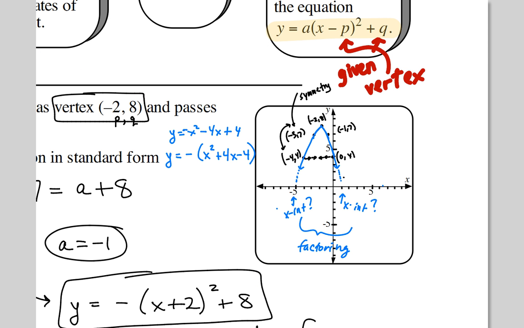Okay, so these x-intercepts will remain a mystery because we can't factor that. So there might be a better strategy coming in a few lessons later. Okay, so we can't factor it. Okay, let's keep going. Next page.